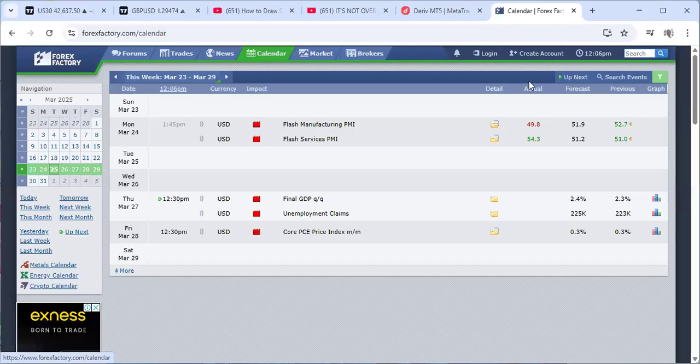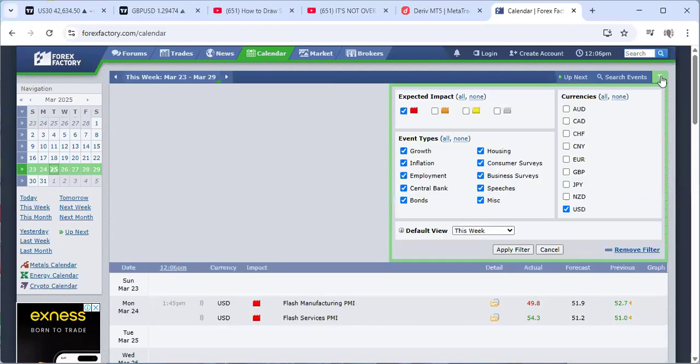Now, once you click calendar, come here. Look at this thing that looks like a funnel. Click this thing that looks like a funnel. Once you click it, if I put my cursor here, high impact expected. This one is low, medium impact expected. Non-economic. If you click like this, you have a lot of news to watch.